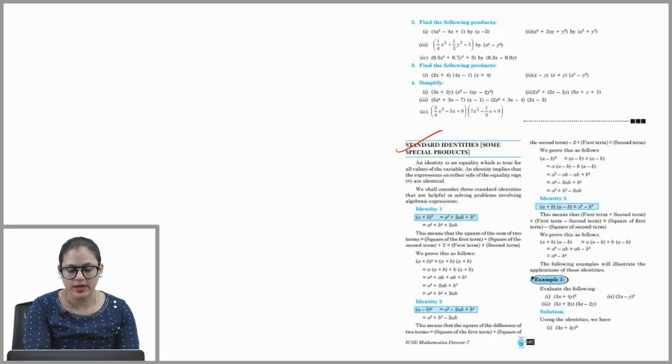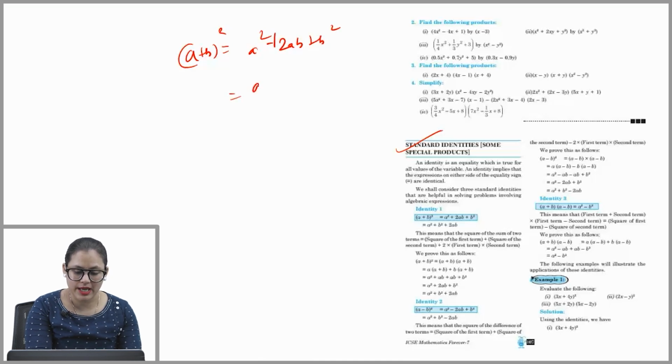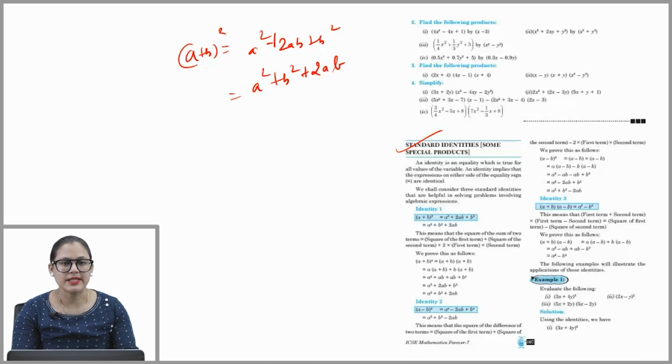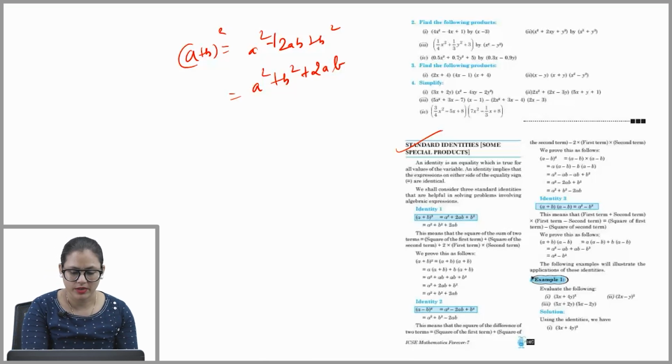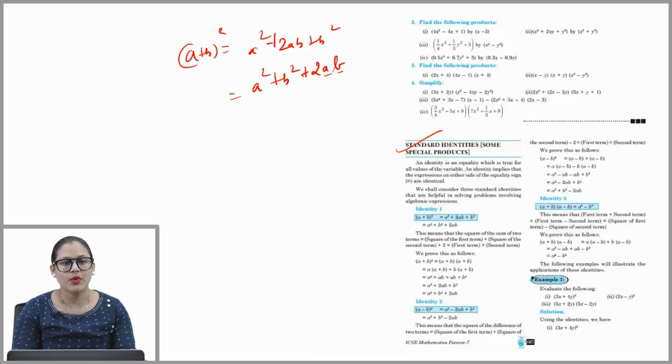Okay. Identity 1 is (a plus b) whole square is equal to a square plus 2ab plus b square, or you can also write it as a square plus b square plus 2ab. This means that the square of the sum of 2 terms is equal to the square of the first term plus the square of the second term plus 2 into first term into second term. Okay. So, how are you going to prove this?